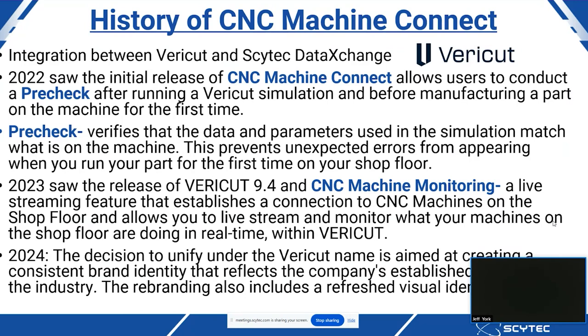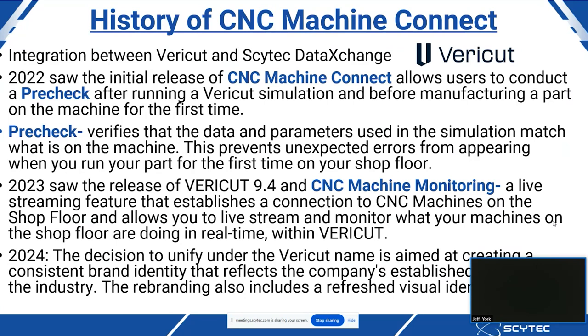But to give you some quick history on this integration, in 2022, we saw the initial release of CNC Machine Connect, which allows users to conduct a pre-check, which was the first module released in Vericut 9.3. And this pre-check module verifies that the data and parameters used in the simulation match what is on the machine. This prevents any unexpected errors from appearing when you run your part for the first time.